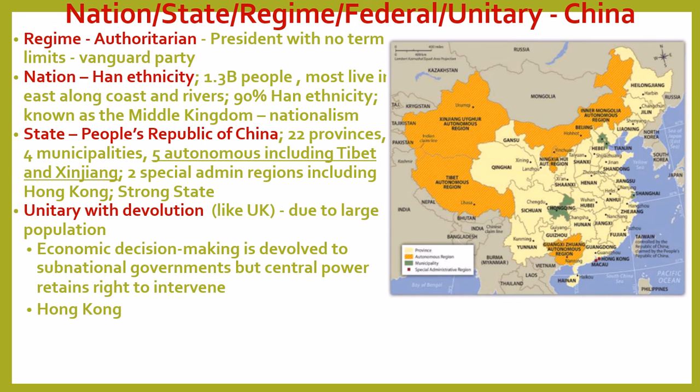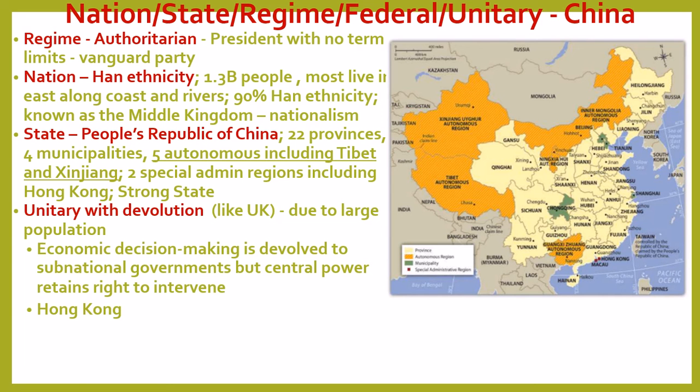Another nationalistic thing is that it is known as the Middle Kingdom, meaning it is the center of everything. And so this is very nationalistic, and there's a lot of pride associated with it. All right, the state. The state technically is the People's Republic of China with 22 provinces and 4 municipalities. But what is important about this is that there are 5 autonomous regions that are ethnically based. So if you're not Han, then chances are your ethnic group, like the Tibetans, lives in the Tibetan Autonomous Region. You can see here, I'm pointing to it right here. Or if you're a Uyghur, you would live in the Xinjiang Autonomous Region. So these autonomous regions tend to be ethnically based.